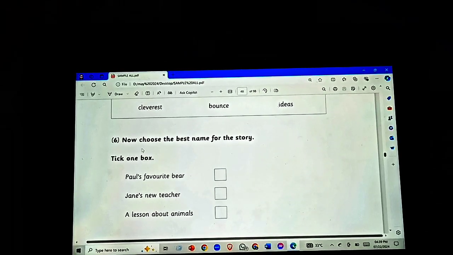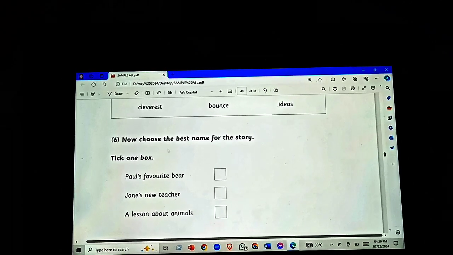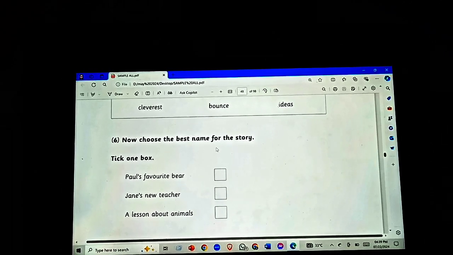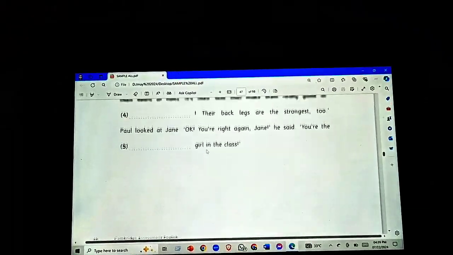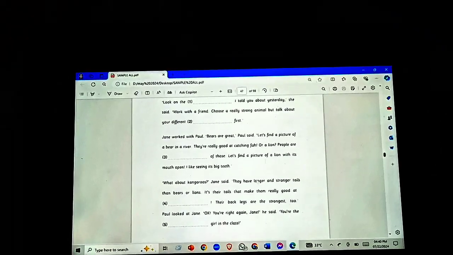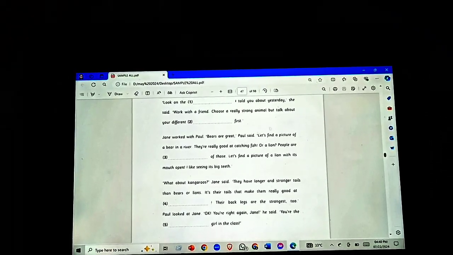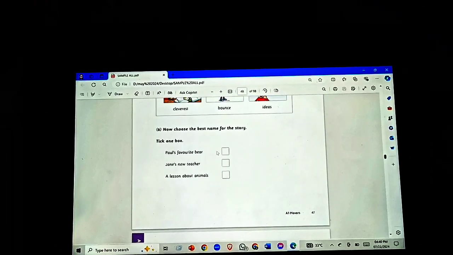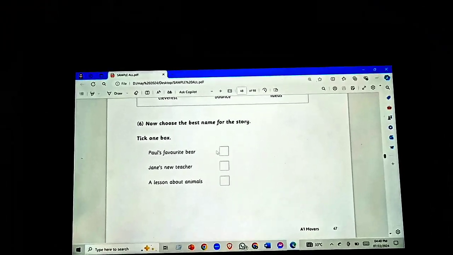And the question number 6 is exciting. Let us read the question. Now choose the best name for the story. Tick one box. So you have already read the story, and now based on your understanding of the story, you have to tick a perfect title. Basically you have to tick a title.